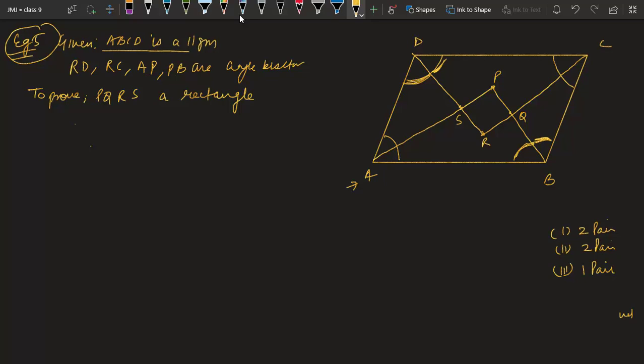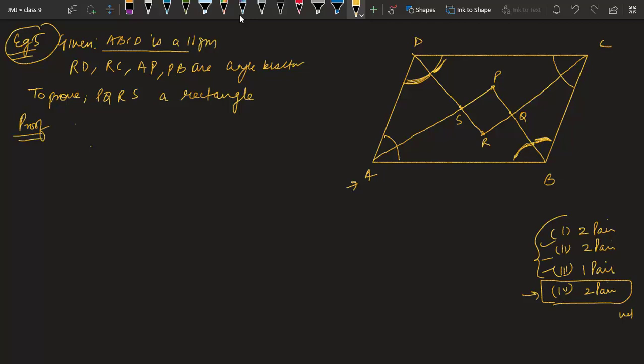The fourth type is when you prove the two pairs of opposite angles equal. In this question, if you try using the first three, you won't get it, but this fourth one, that is if we try proving the opposite angles equal, that would be done easily. For that, let's start with what we know.